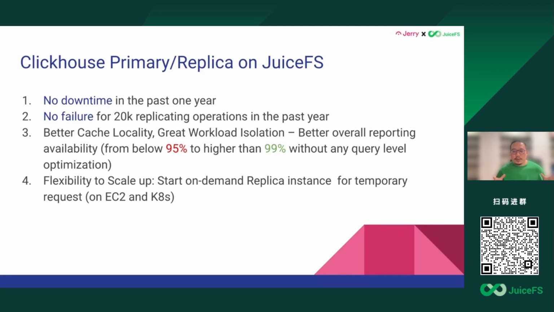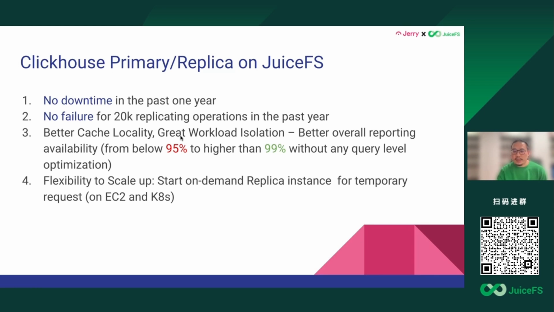After establishing the Primary-Replica ClickHouse configuration, we have been operational for more than a year, and the outcomes are extremely satisfactory. In the past year, our system had no downtime, and we replicated data over 20,000 times. There was not a single failure, so this replication is quite reliable.